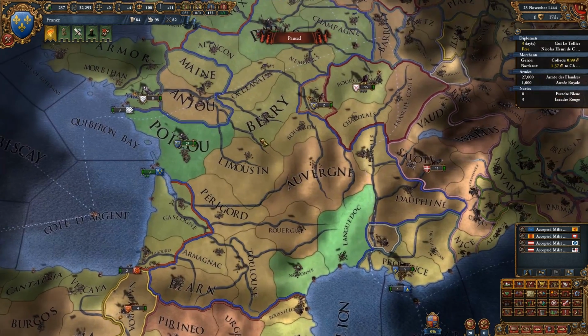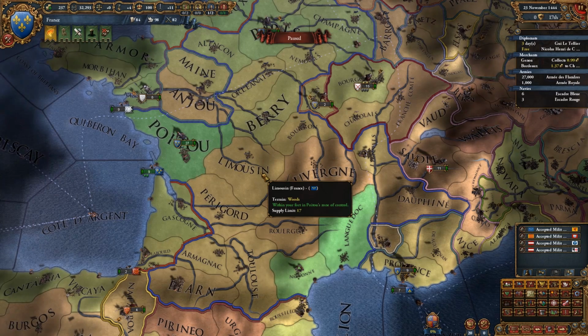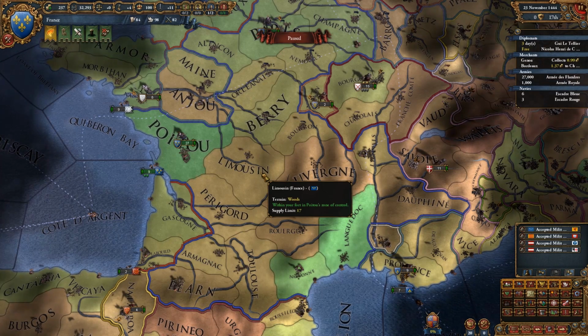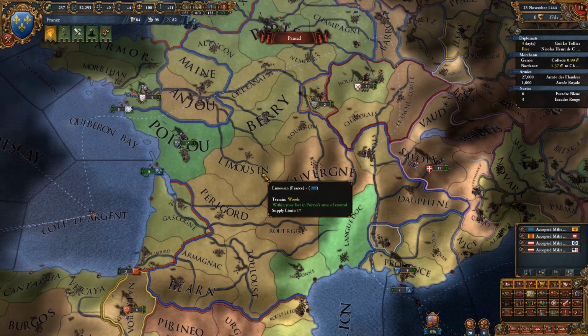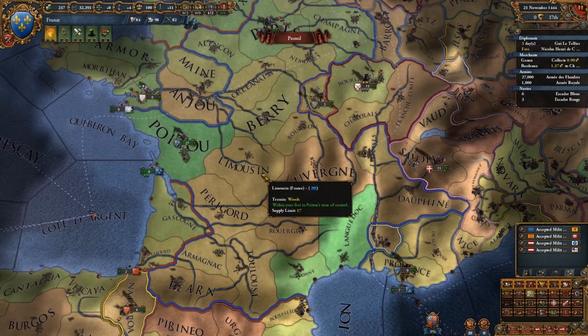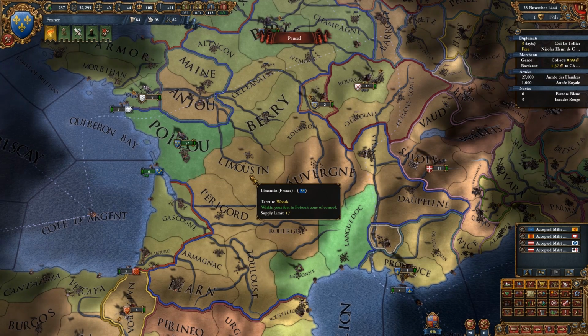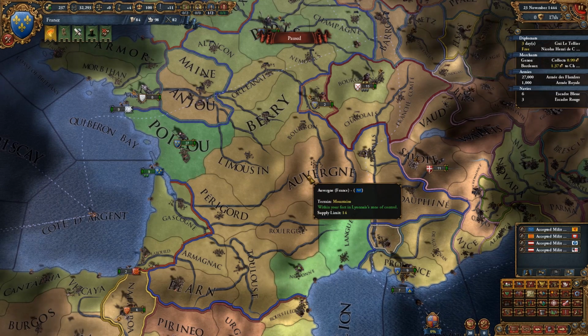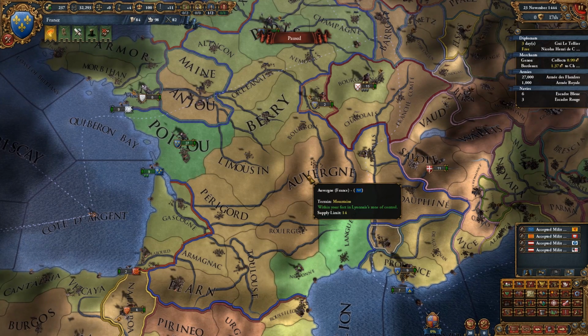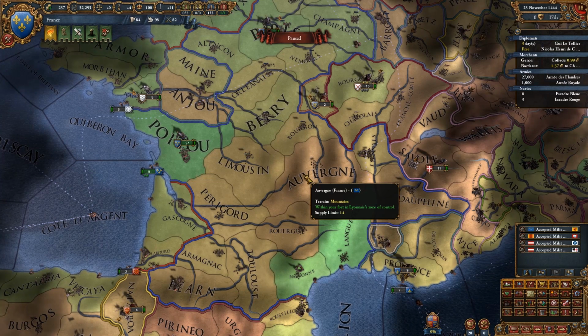Supply limit is a concept that each province in your nation can only support a certain amount of troops at any one time, because your army needs a place to sleep and food to eat. So if we mouse over some of these provinces, you can see that the supply limit for this province here is 17, which means it can actually support 17 regiments of troops. The mountains here only have a supply limit of 14, so they can only support 14 regiments.